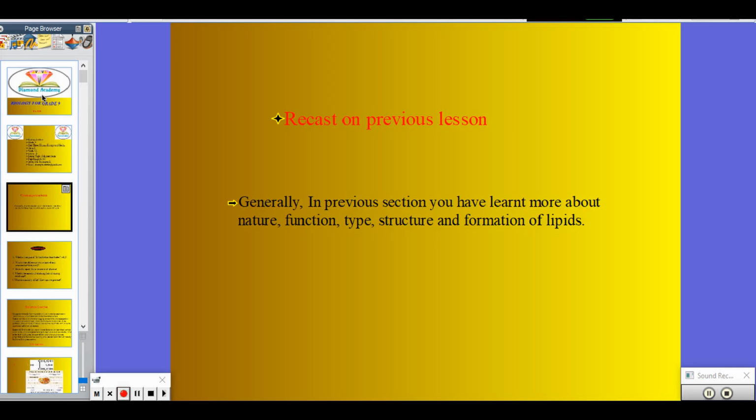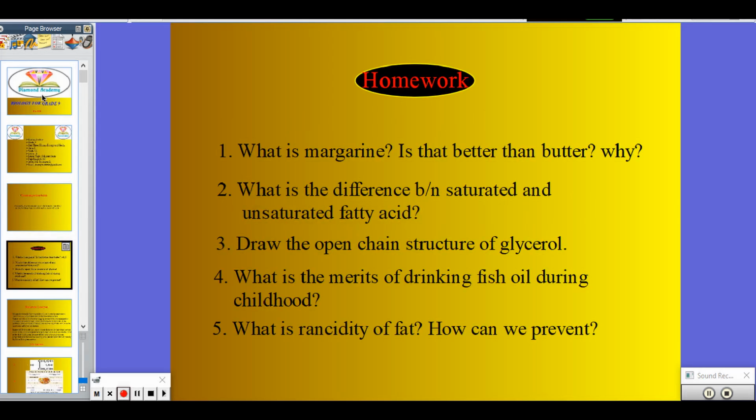Vegetable oils like quinoa, avena, nug, sunflower are unsaturated fatty acids. These are all the lessons on lipids that have been discussed in the previous section.